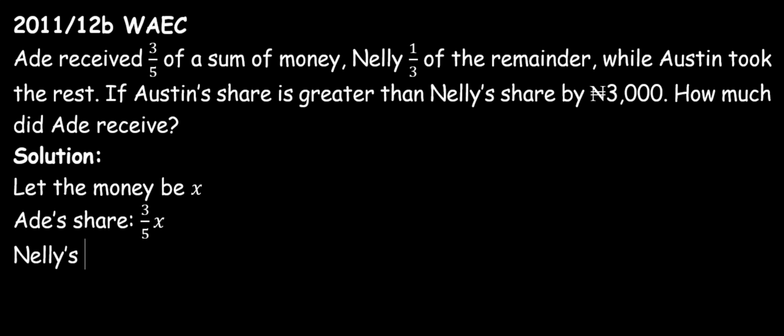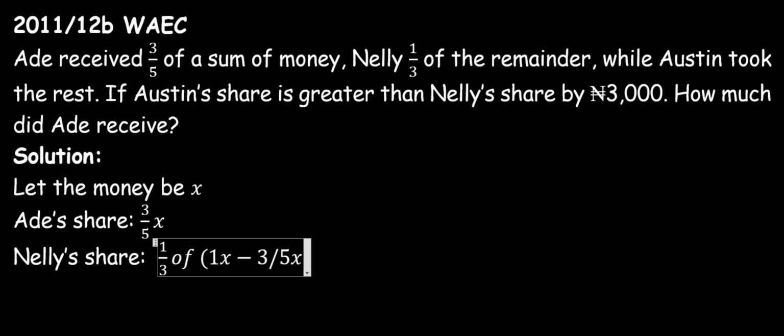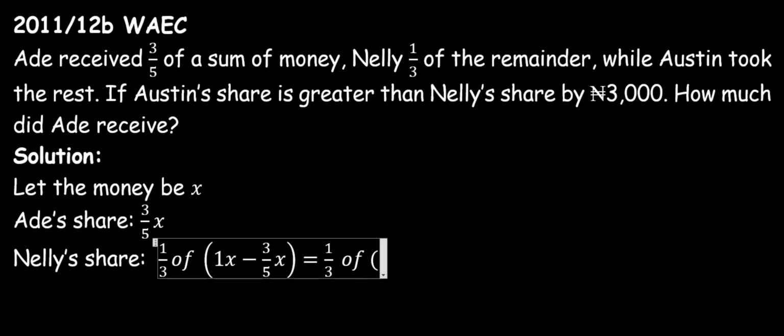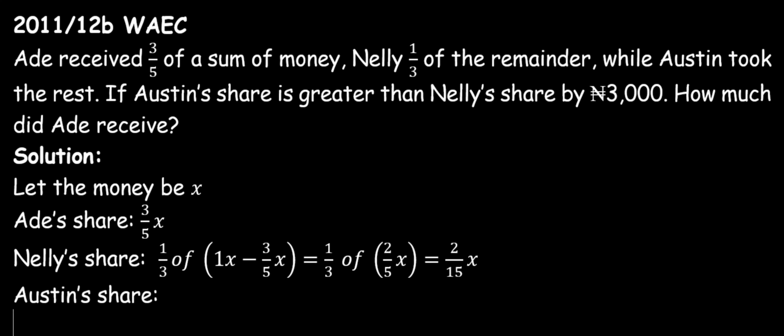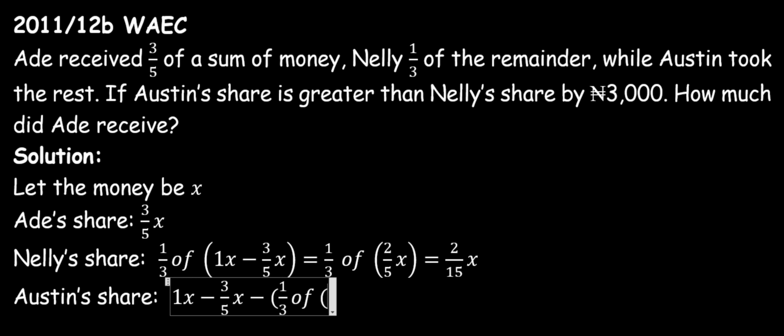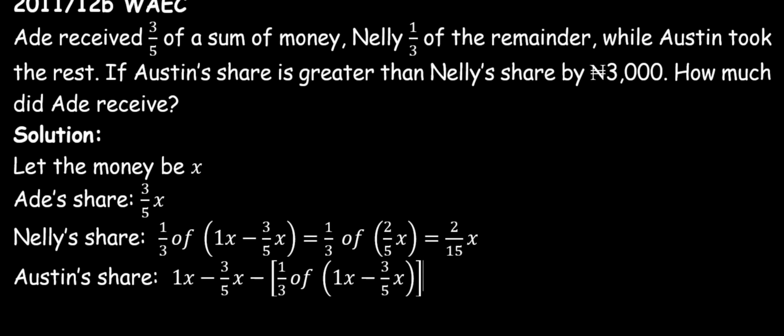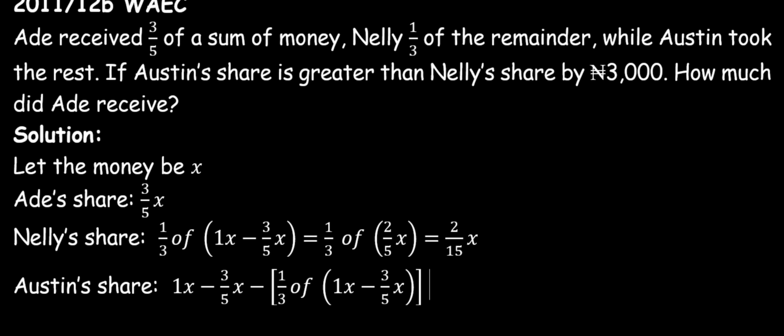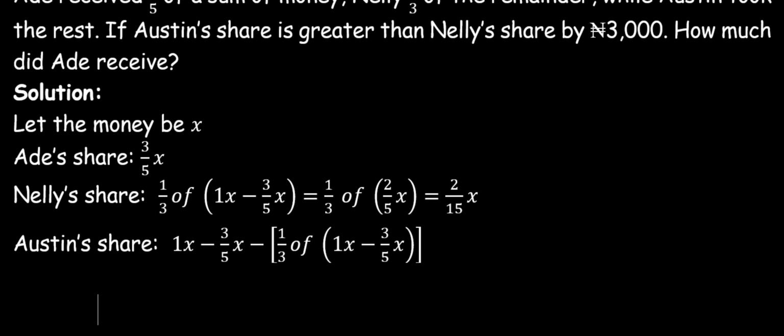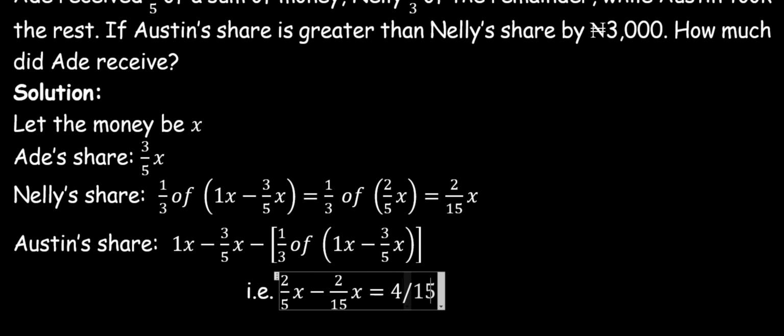Nelly's share is 1 over 3 of, bracket open, 1x minus 3 over 5x, which is equals to 1 over 3 of 2 over 5x, which is equals to 2 over 15x. Austin's share is 1x minus 3 over 5 of x minus, bracket open, 1 over 3 of 1x minus 3 over 5x, bracket close, then the bigger bracket close. And that is the same as 2 over 5x minus the result of the whole of that bracket, which we have gotten before, as 2 over 15x, which is equals to 4 over 15x.